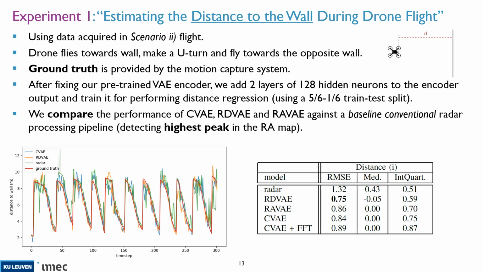We compare the performance of the various VAE models against the conventional radar processing baseline, which consists of detecting the highest peak in the range azimuth maps in order to obtain the distance to the wall. The table shown in this slide summarizes the results in terms of mean square error with regard to ground truth, also in terms of median error, and also in terms of interquartile range. The best performing model is the RD-VAE in this case, while the conventional radar processing baseline suffers from outlier type peaks, which can be seen on the graphs in this slide and also evidenced by the lower interquartile range.